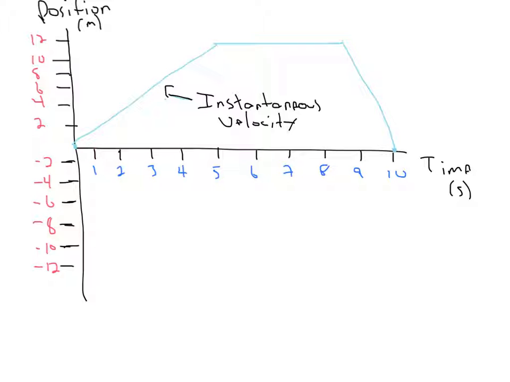So the total displacement of this object, well, it starts at 0 and it ends at 0. So the total displacement is 0. So the average velocity of this car would actually be considered 0.